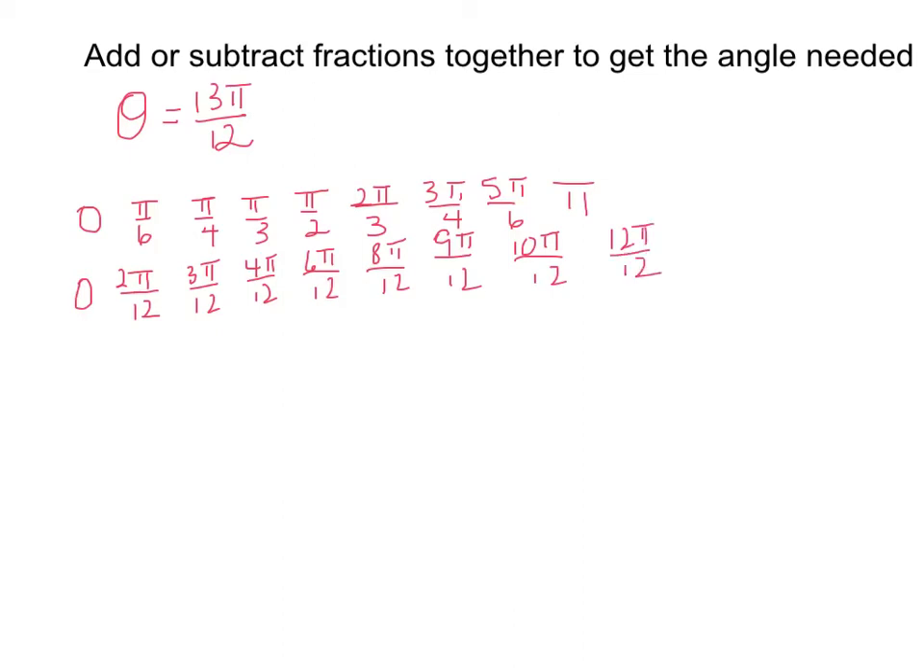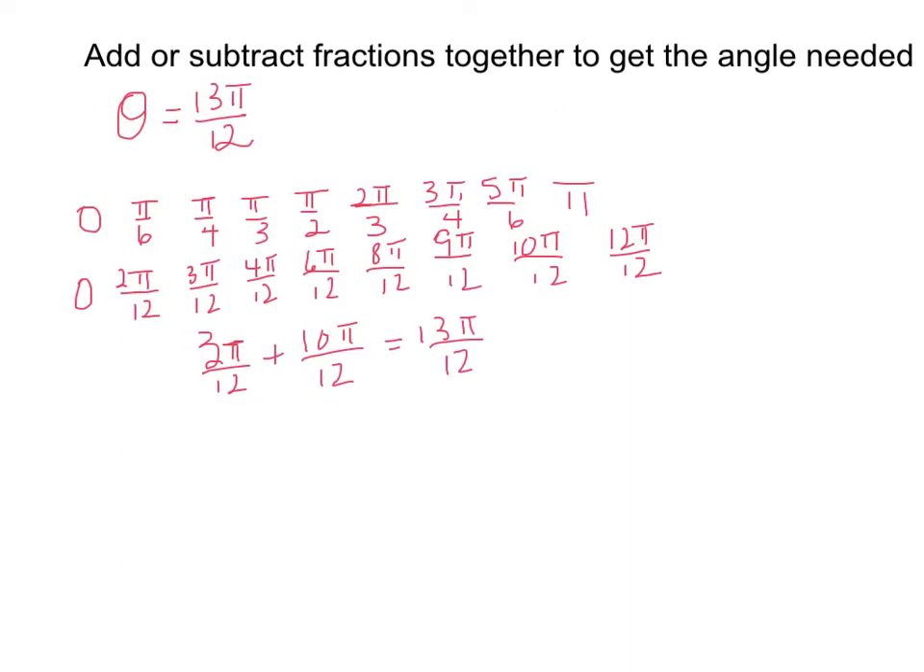So now that you've got that written out, you can see clearly that there are two of these that could add up to 13 twelfths, right? So I would have 3 pi over 12 plus 10 pi over 12, right? Those two would add up to 13 pi over 12.